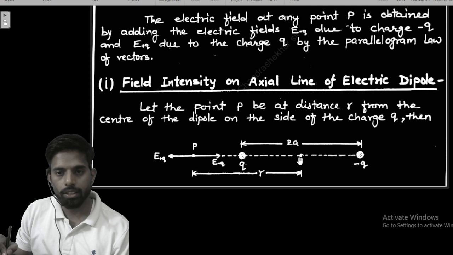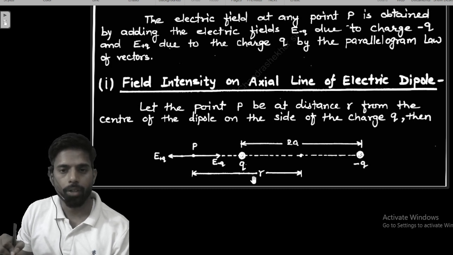We have to take the distance from the origin. This point is the origin, and the distance from the origin to the point where we have to find the electric field, let this distance be r. So we can find directly the distance between the source charge and the point. So this is the source charge and this is the point. What is the distance between these two points? Here it is r and here it is a, so we can directly subtract it: r minus a. So this distance is r minus a.